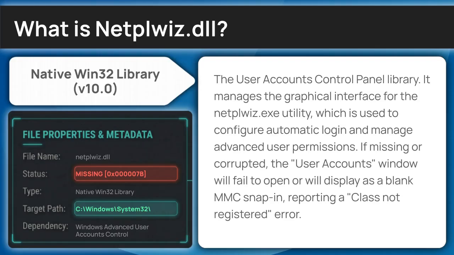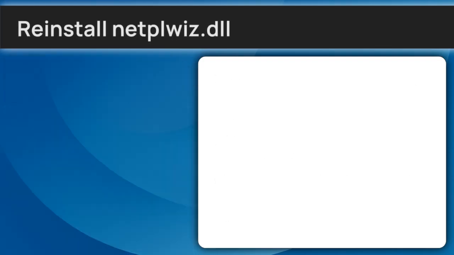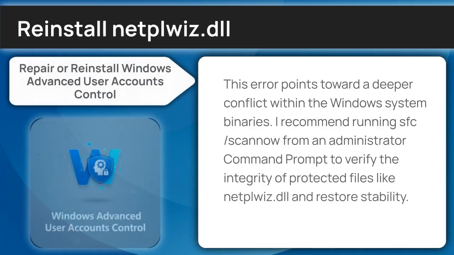Now that you know how the file works, let's focus on how to fix the issue. This error points toward a deeper conflict within the Windows system binaries. I recommend running SFC /scannow now from an administrator command prompt to verify the integrity of protected files like Networkplace Wizard Library DLL, and restore stability.